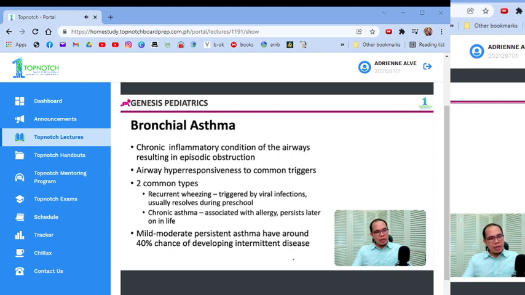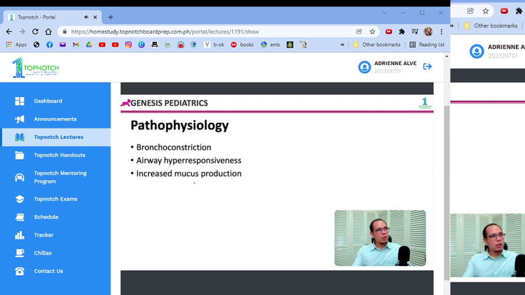And your GINA guidelines will say that mild to moderate persistent asthma have around a 40% chance of developing intermittent disease. Okay? So yung mga mild to moderate, there's a 40% chance of developing intermittent disease. So if they're to ask you, ano ba ang pathophysiology ng asthma? It is these top three. It's bronchoconstriction, airway hyperresponsiveness, bigla naging highway kalsada, and increased mucus production. So please do remember this, okay?